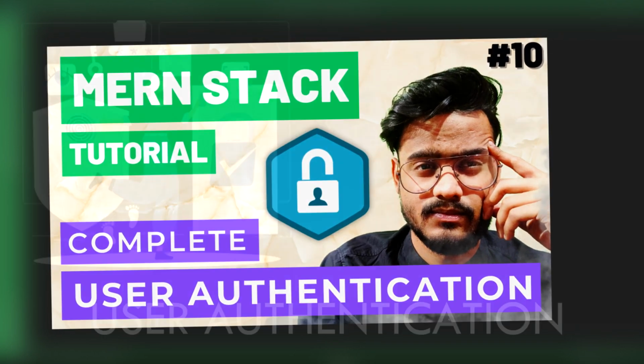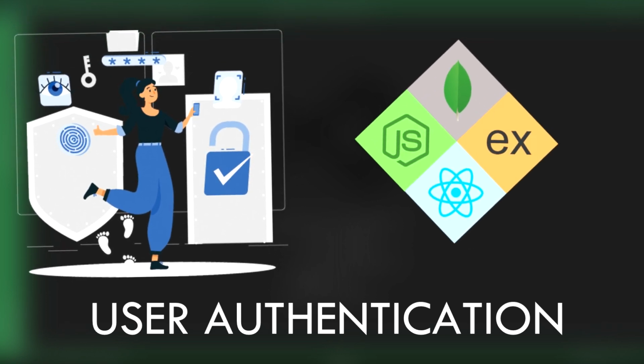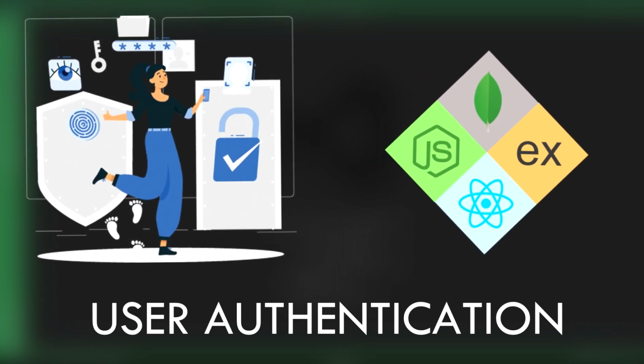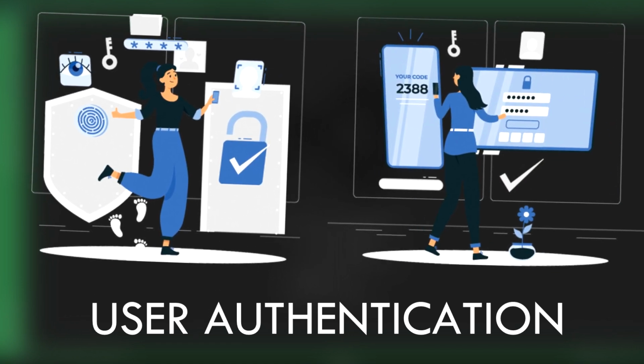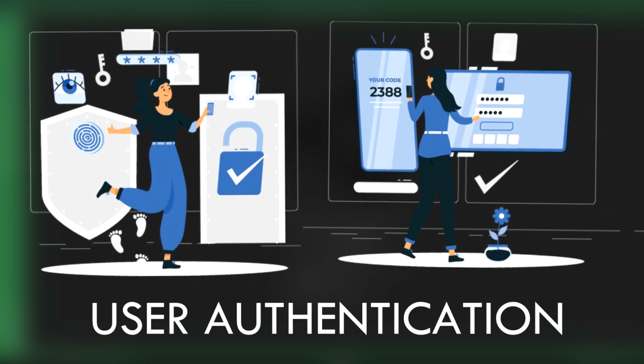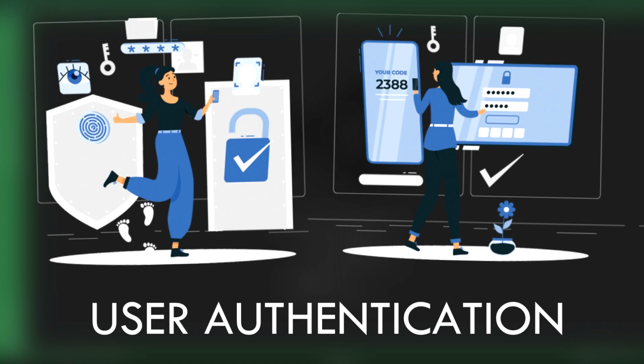And in today's video, we are going to see the complete user authentication in React.js by using Node.js and Express.js as a backend and MongoDB as a database. So first, we are going to implement our user authentication, that is login and sign up, in our backend, and then we'll go on to create login and sign up forms in the front end, and then use the backend API to create the front end functionality.